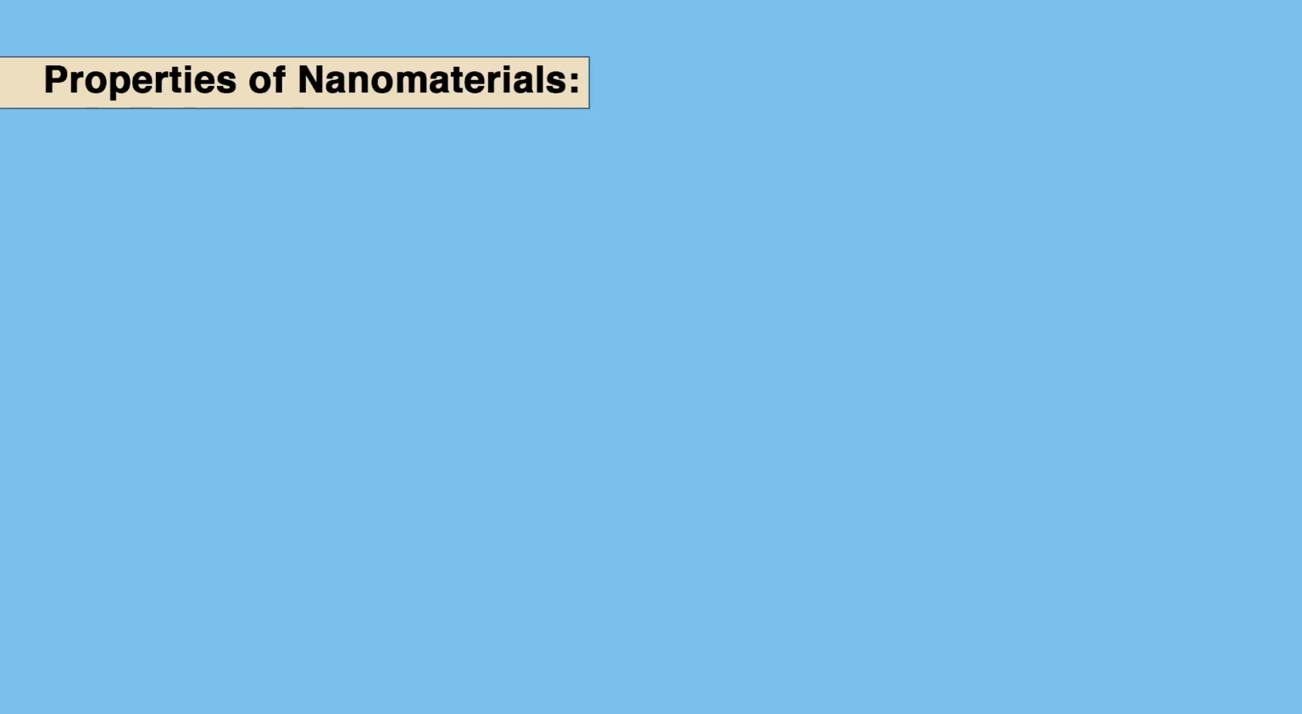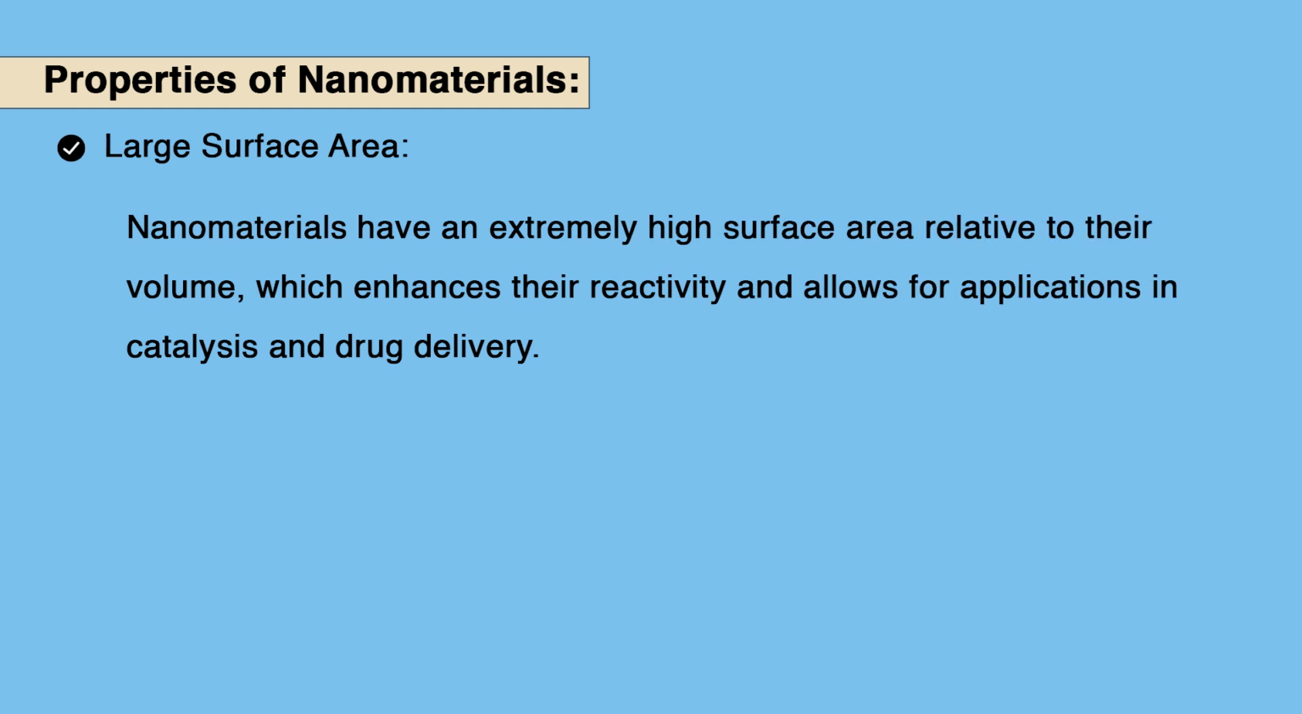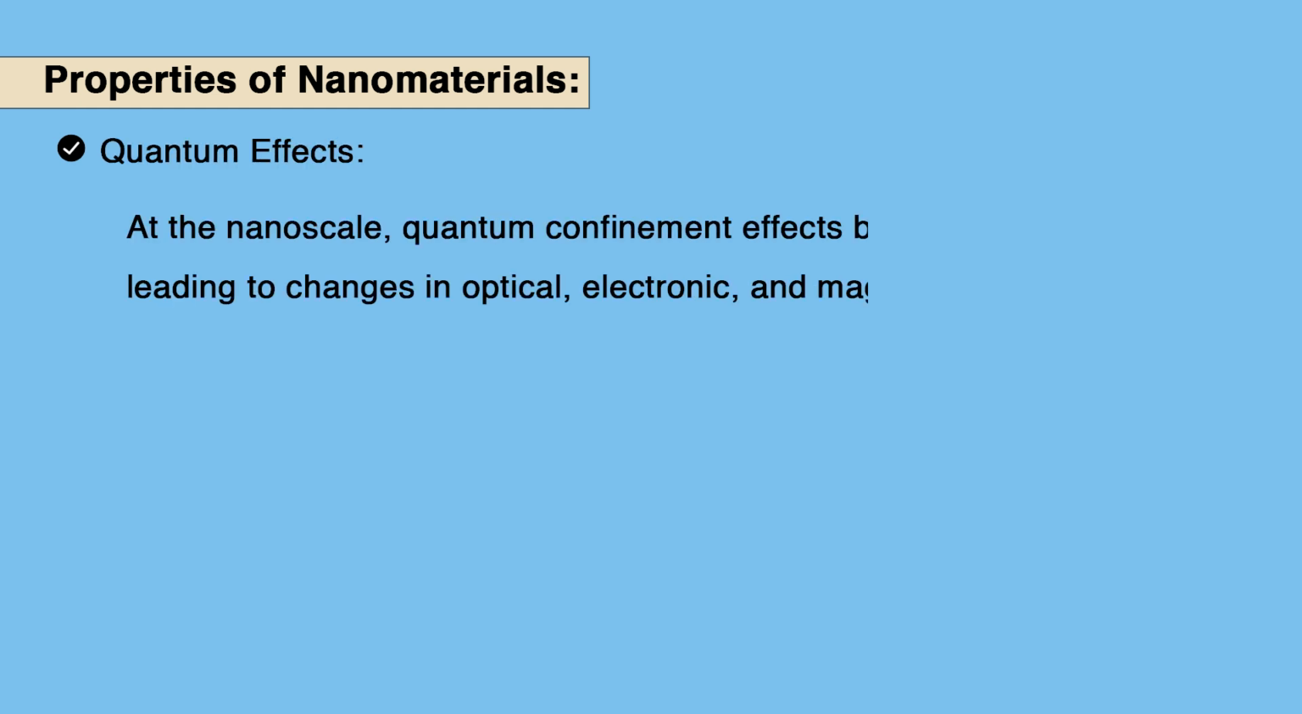Let us discuss the properties of nanomaterials. First is large surface area. Nanomaterials have an extremely high surface area relative to their volume, which enhances their reactivity and allows for applications in catalysis and drug delivery. Second is quantum effect. At the nanoscale, quantum confinement effects become significant, leading to changes in optical, electronic and magnetic properties. For example, quantum dots exhibit size dependent optical properties, making them useful in imaging and display technologies.